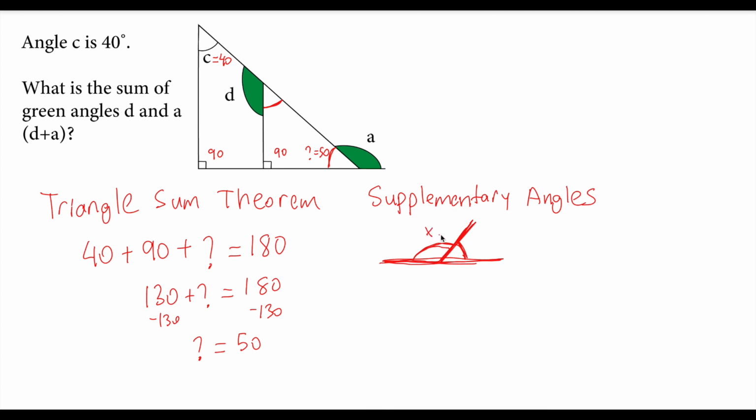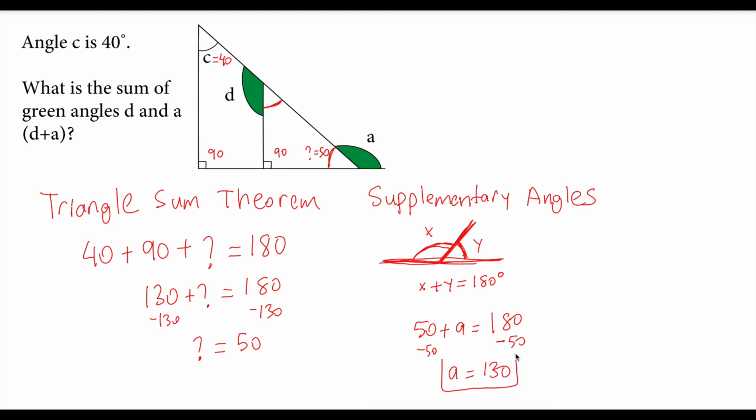Let's say this angle is X and this angle is Y. X plus Y must be equal to 180. So as many angles as you have, you add all of them, it makes 180 degrees again. So if we apply this information to our problem, 50 plus A must be equal to 180. You subtract 50 from both sides, A equals 130.